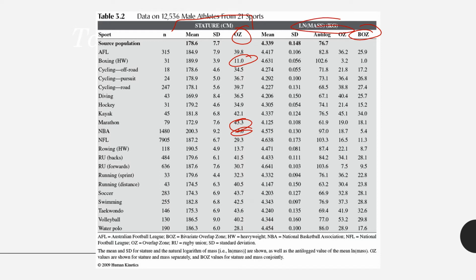Here, looking at the bivariate overlap zone, or the BOZ, we are looking at the mass and the height. So not only are you tall enough to do this, but now are you tall enough and strong enough, or big enough, to do this. You notice, let's say boxing, when I was just looking at height, I had an 11% chance of grabbing somebody off the street that could box. But now when I take height and weight into consideration, there's only a 1% chance that I could grab somebody off the street that can box. So we can see how these analyses can be helpful and tell us how specialized body types and body sizes are to particular sports.